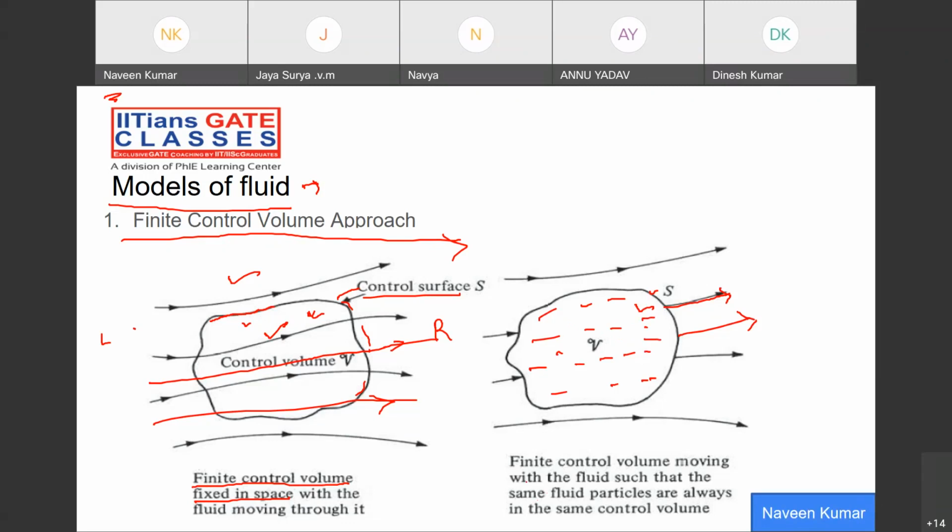This is the finite control volume moving with the fluid such that the same fluid particles are always in the same control volume. Okay, you understood this type of model, right? This is a finite control volume approach. If you are assuming a control volume, you can do it by two ways. You can fix it at a particular location, or it can be moved with the fluid. You can make it move with a velocity equal to the velocity of the fluid element, the fluid particles.